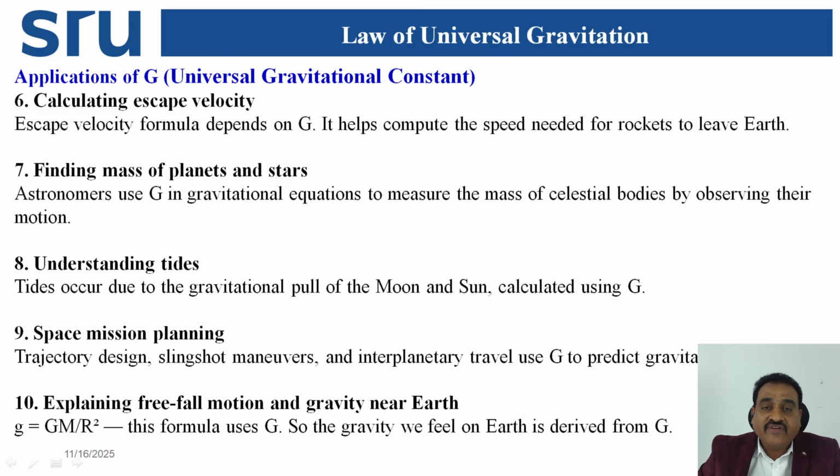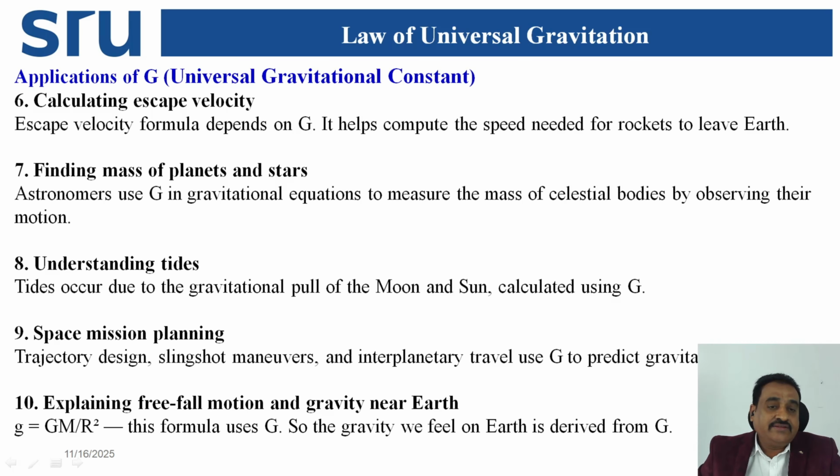Calculating escape velocity depending on capital G. Finding the mass of planets and stars using capital G. Using capital G, we can understand tides. Tides occur due to the gravitational pull of the moon and sun, calculated using the universal gravitational constant.